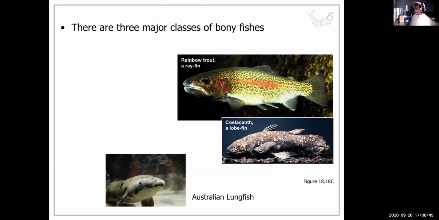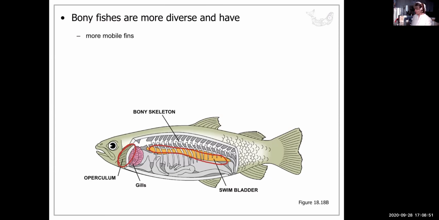Yeah, so those are the three major features that distinguish the bony fishes called osteichthyes from the cartilaginous fishes. There's a really large variety of bony fishes. They've really expanded into most parts of the ocean. Bony fish, osteichthyes.